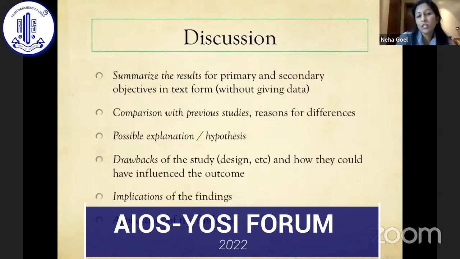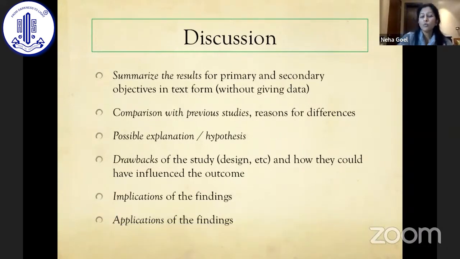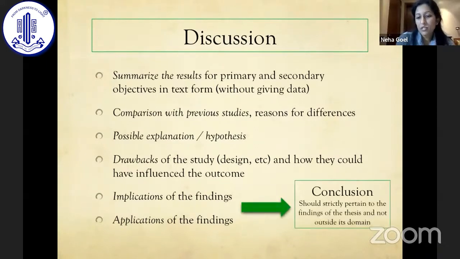So it is the discussion which actually interprets your results. Here you summarize your results, then you compare it with previous studies and state differences, then you postulate or give explanations, and finally you must always include some drawbacks of your study, like the design, the number of patients, and how it could have influenced the outcome. And then you get down to the implications and applications, which are actually your conclusion. So this is what comes out of your study and not of the previous studies that have been done. So this is actually the spine of your thesis, I would say, the discussion, and you should take ample time to write this in close discussion with your senior faculty or your guide.